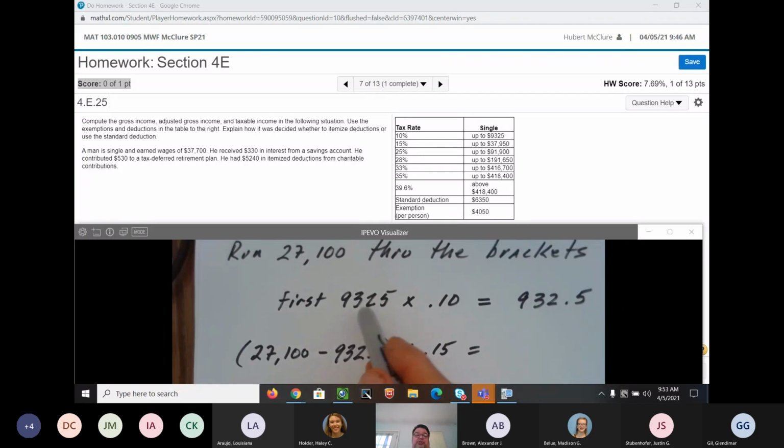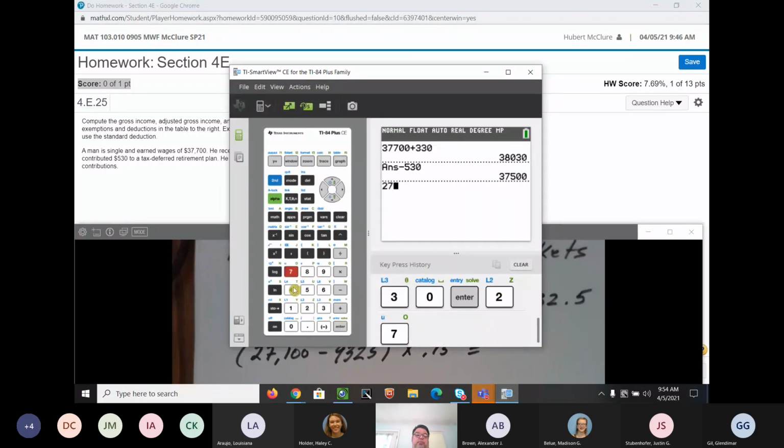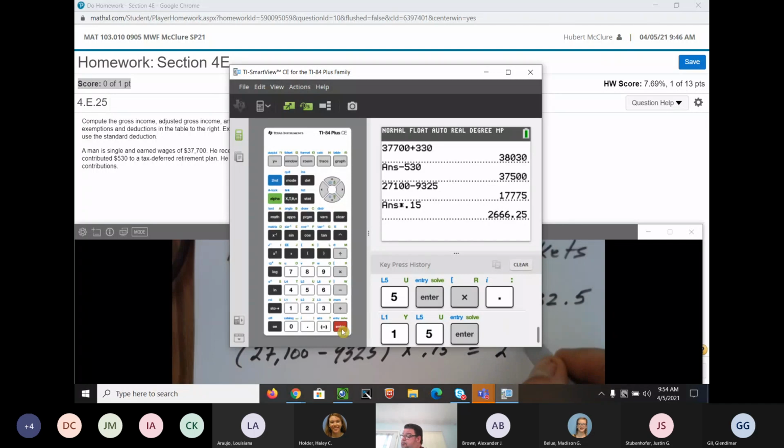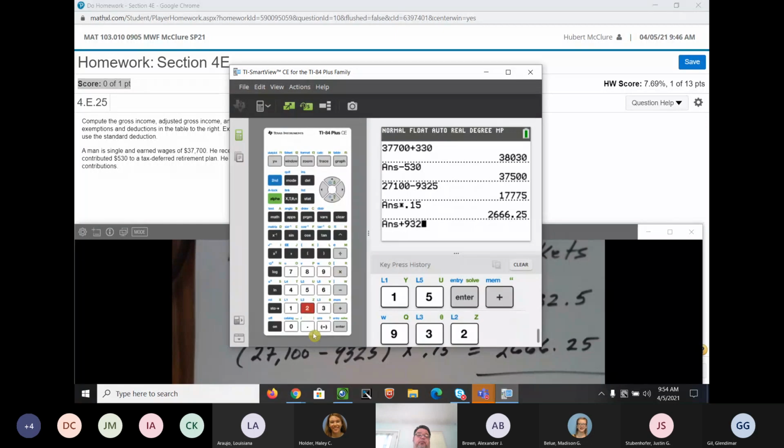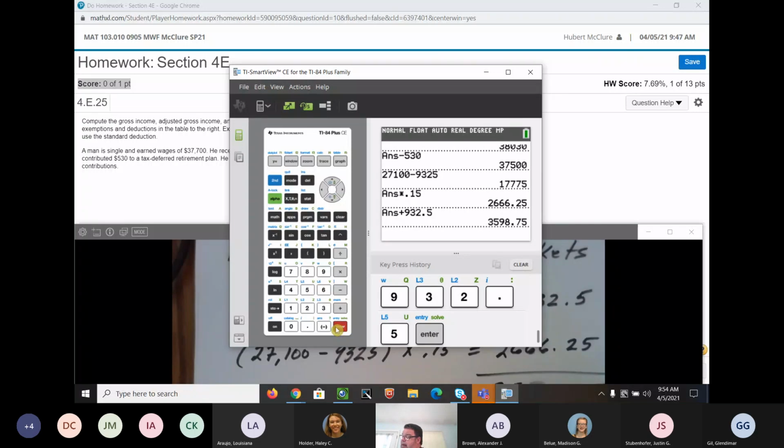So you don't want to pay it twice, so you subtract it. And that's going to be, let's go ahead and take our handy dandy calculator. 27,100 minus 93.25. And the remainder of your taxable income is going to be multiplied at 15%. That's $2,666.25. Add those two together, 932.5. And what is that called? 3,598.75. Somebody tell me what that's called.